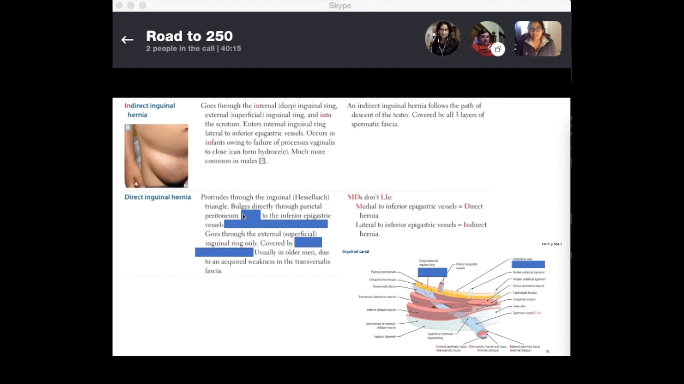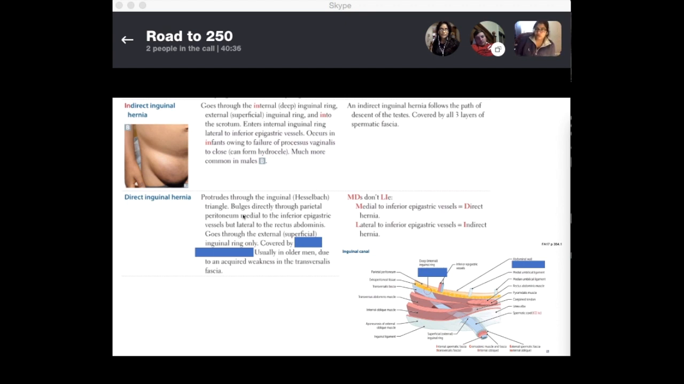Medial, right. So you have the indirect being lateral and these guys being medial to the inferior epigastric vessels, but the direct inguinal hernias are also going to be lateral to the rectus abdominis muscle. So all of these are parts of the triangle that we care about here.